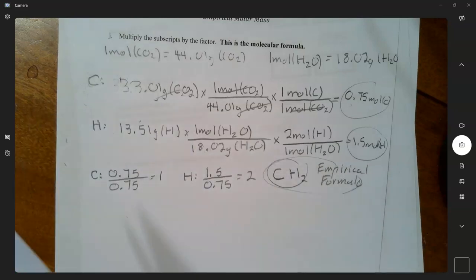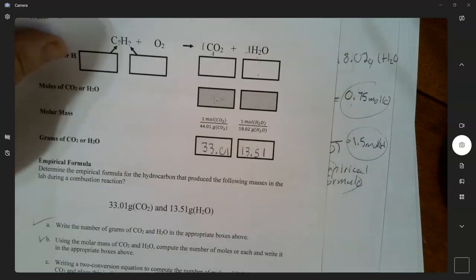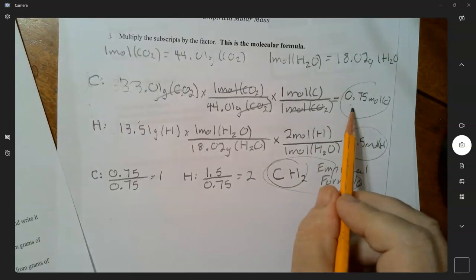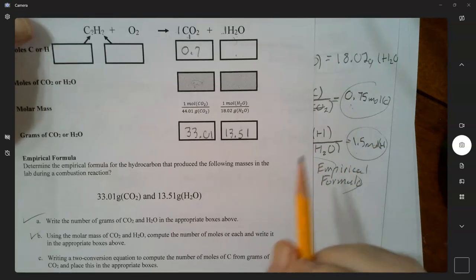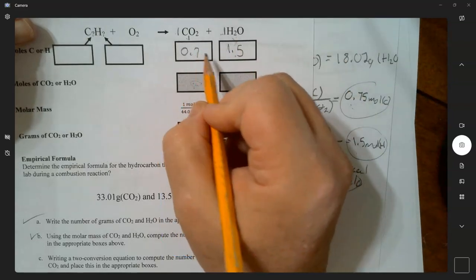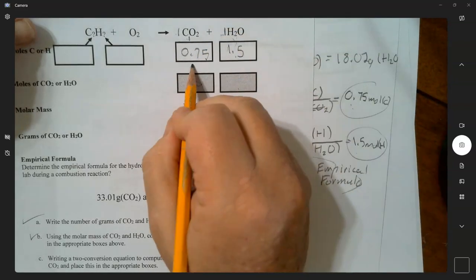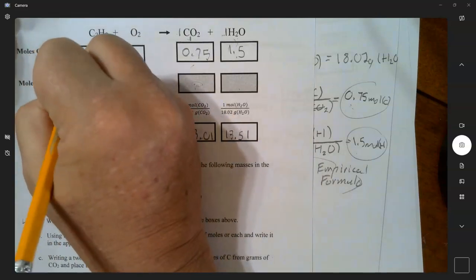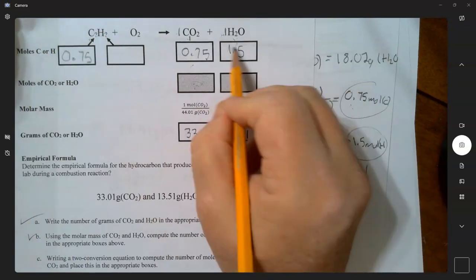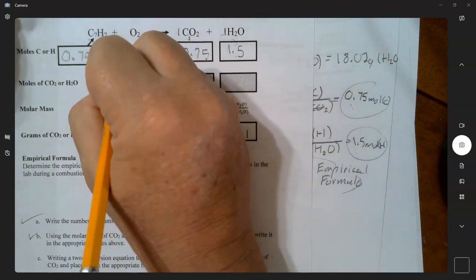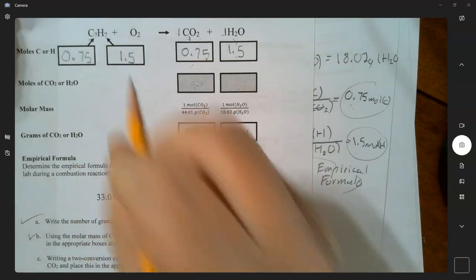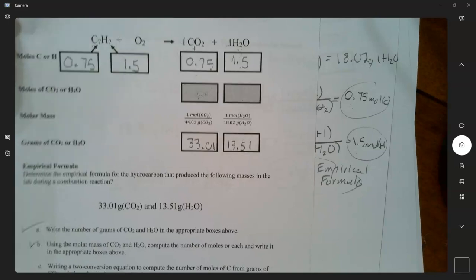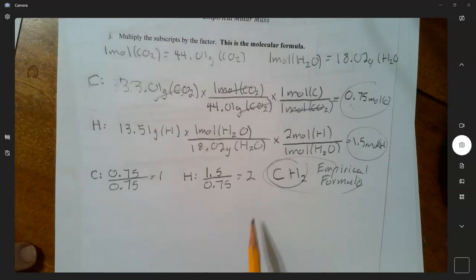So we got 0.75 moles of carbon up here, and 1.5 moles of hydrogen. All the carbon, 0.75 moles, comes from here. That's the only place it could have come from. It's the only place you have carbon. All the hydrogen had to come from here, 1.5. And then we created our two ratios. So that's how the flow chart walks you through the problem. All right, so we got CH2.